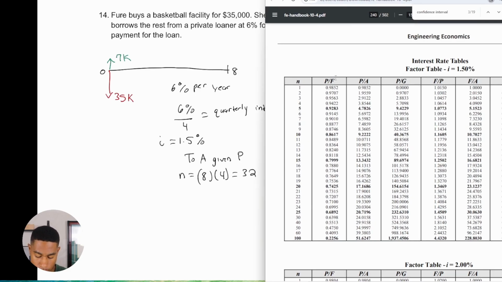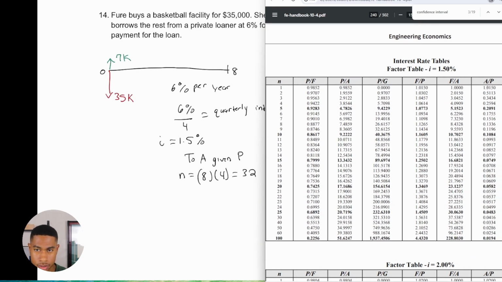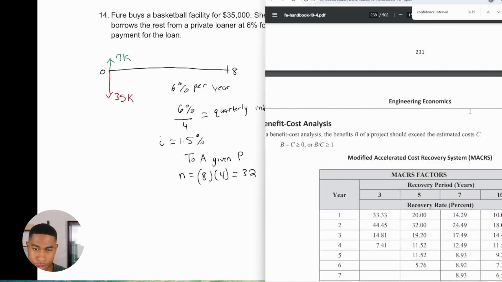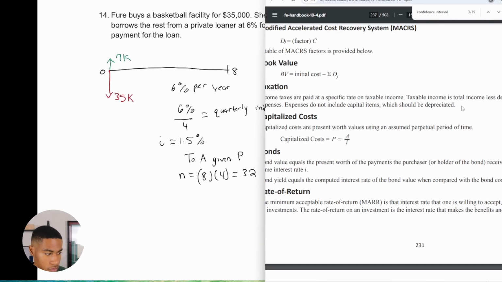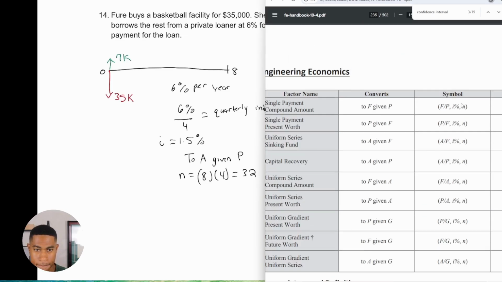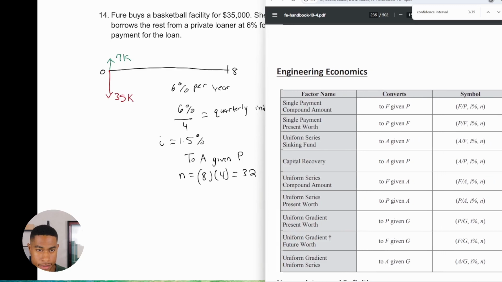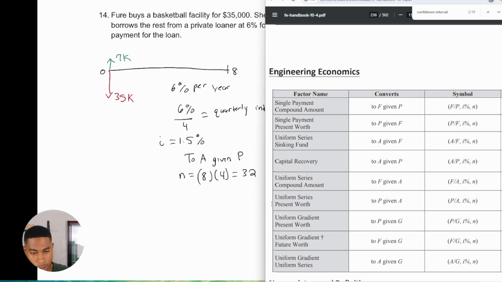All right, so let's look at our factor to multiply that by. We're trying to get A given P, and we need it for 32. So unfortunately, they don't give us our value. So now we're going to need to do it by hand. This is the only time that you would be doing this by hand. These are our conversion tables. We just need to figure out which one we're using.